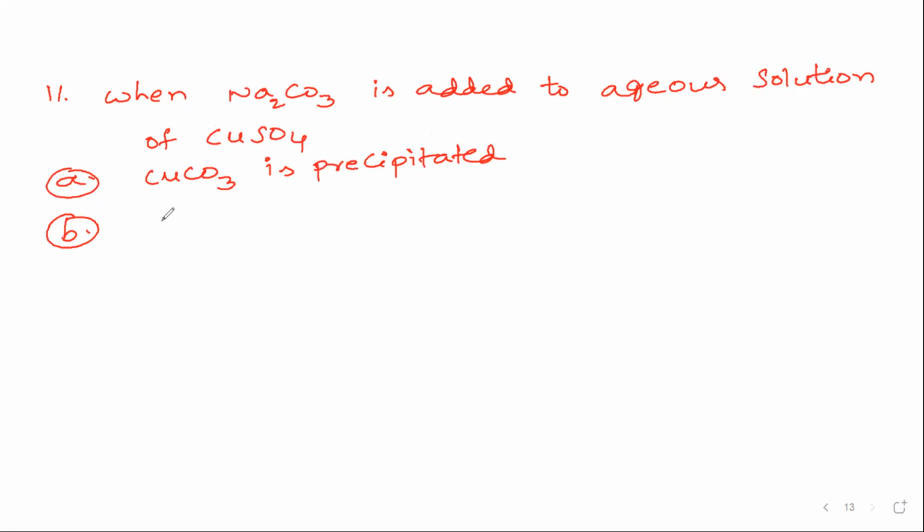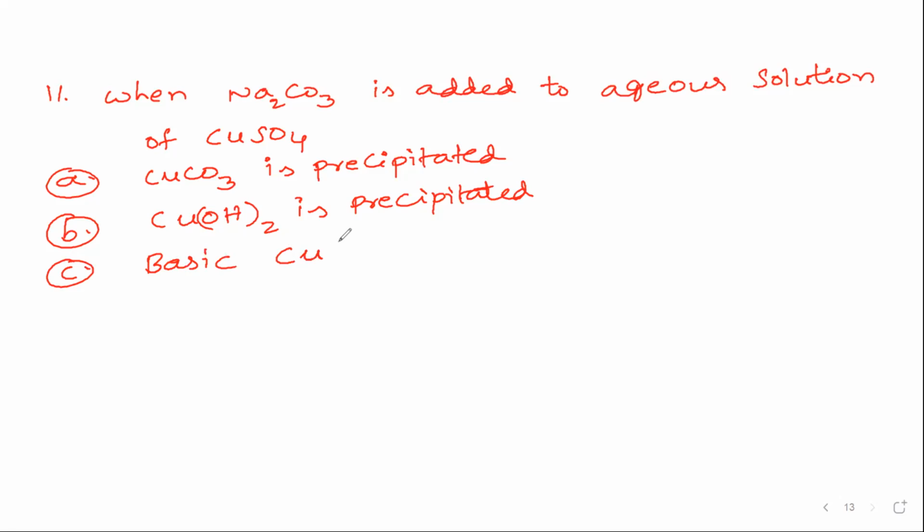Option B, copper hydroxide is precipitated. CuOH taken twice is precipitated. Option C, basic copper carbonate is precipitated. And option D, I have written in short form, please try to understand. No reaction takes place. Questions like these are most important.